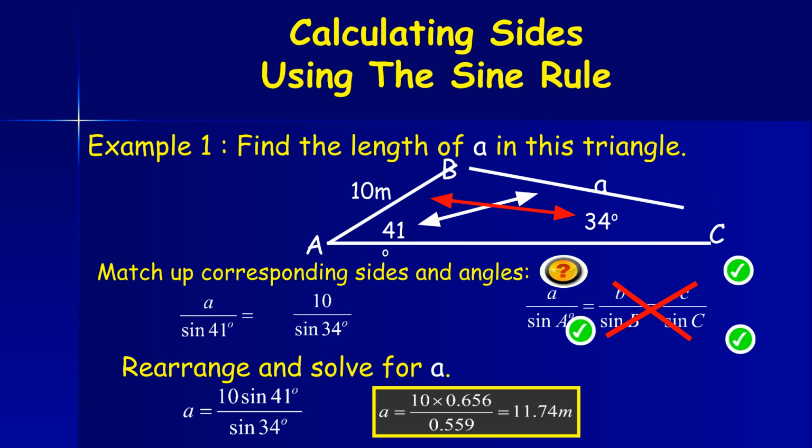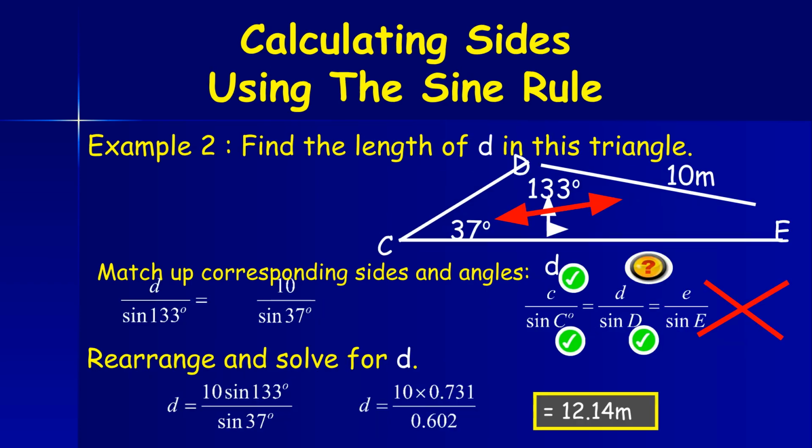Example 1. Find the length of side a in this triangle. Match up corresponding sides and angles. a over sine 34 degrees equals 10 over sine 41 degrees. Rearrange and solve for a, giving a equals 11.74 meters.